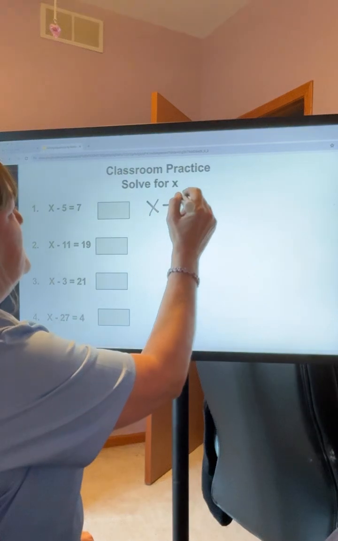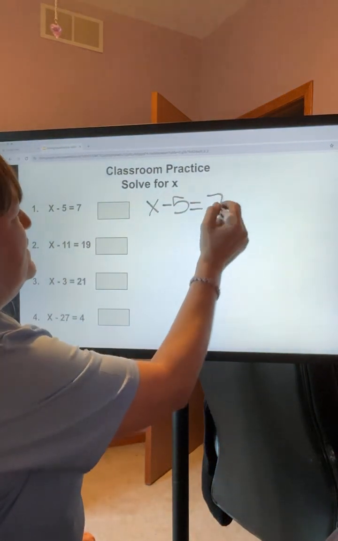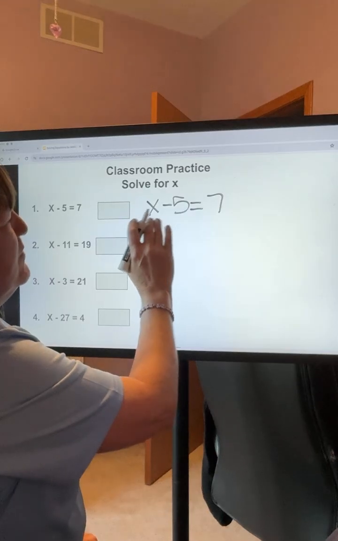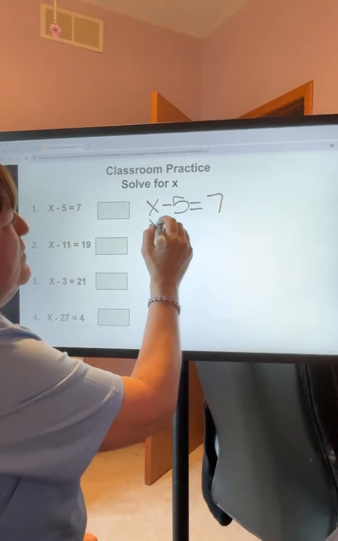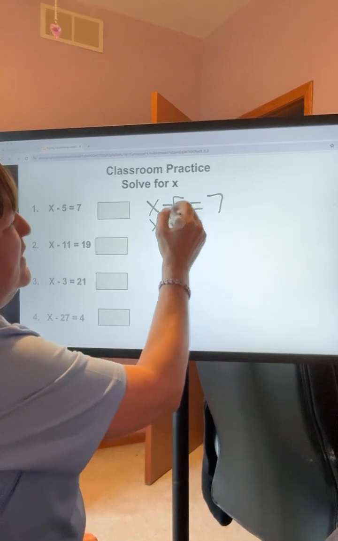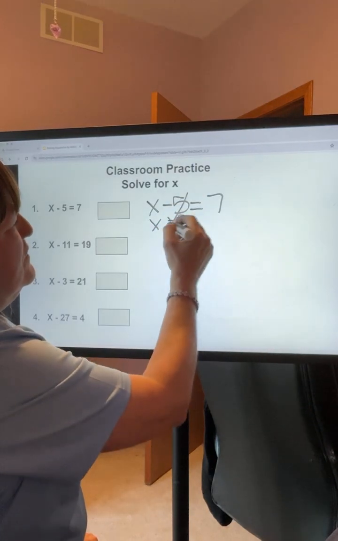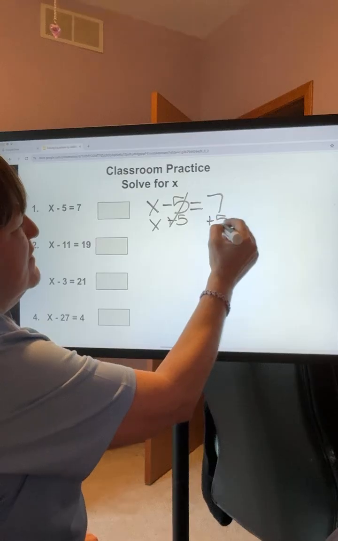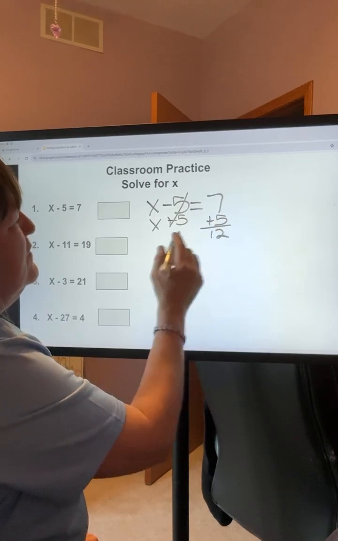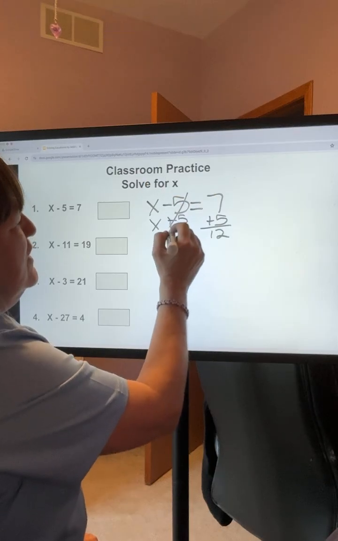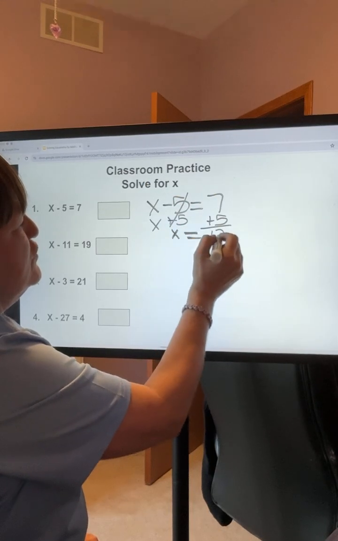So you have x minus 5 equals 7. You want this variable, the letter, to be by itself. So I'm going to rewrite the x. I want to get rid of that negative 5, so I'm going to add 5 to both sides. I added 5 on both sides of the equal. Then you'd have x equals 12.